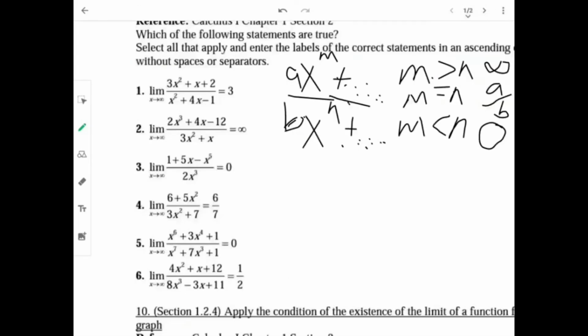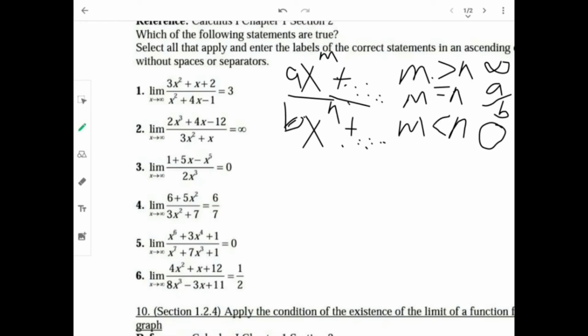Okay, so for question 9, it's about limit to infinity. Here is the rule for the limit to infinity. The highest power of the numerator is m, and the highest power of the denominator is n. When m is greater than n, it's infinity because the numerator becomes infinitely large compared to the denominator. If m and n are equal, then it becomes a over b. And if m is less than n, it becomes 0.